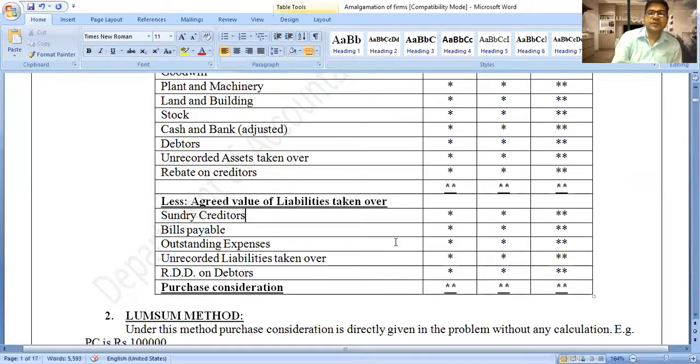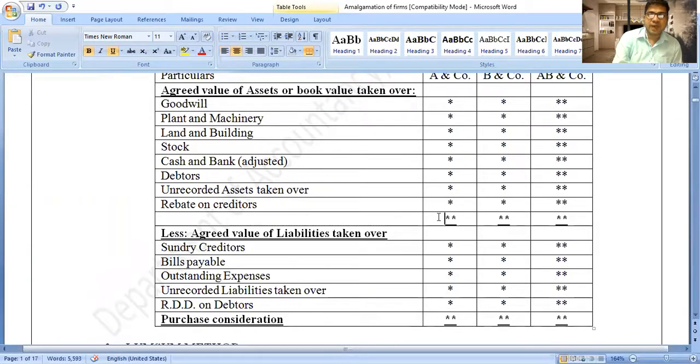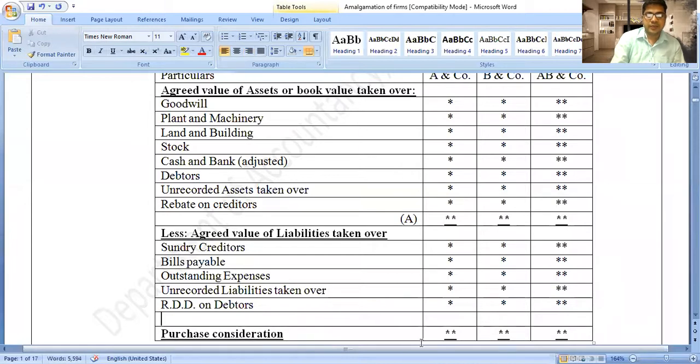Also, we have to consider the total assets. This total assets is one part, and after that, the total liabilities. The total assets and total liabilities.